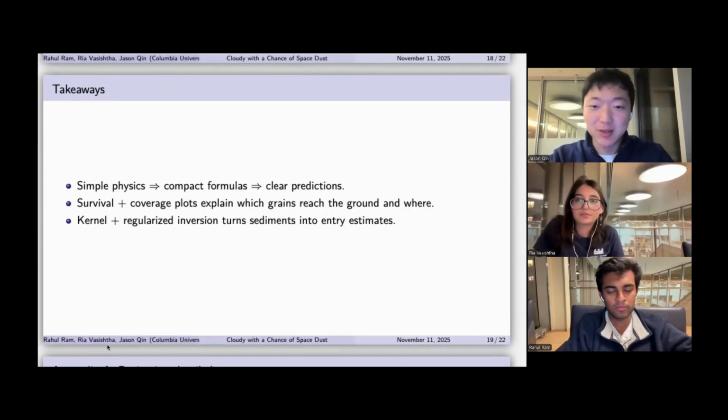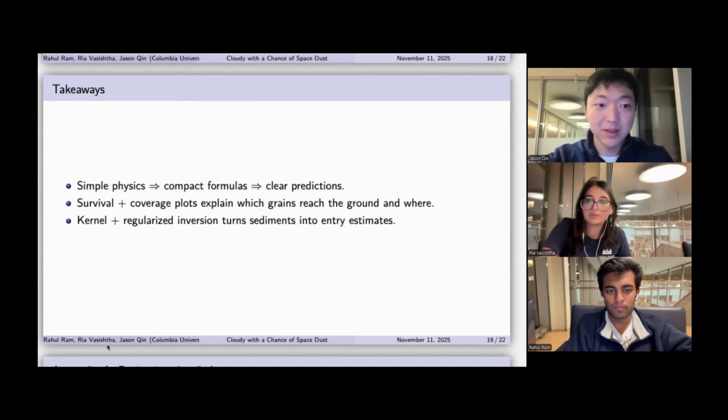The faster a particle goes, the hotter it gets. The smaller the particle is, the sooner it slows down. The combination of drag and ablation explains which grains survive, and the kernel and inversion framework turns sediment data into estimates of what entered from space. In conclusion, by modeling this process, we can connect the dust we find in rocks today to what was falling through space millions of years ago.